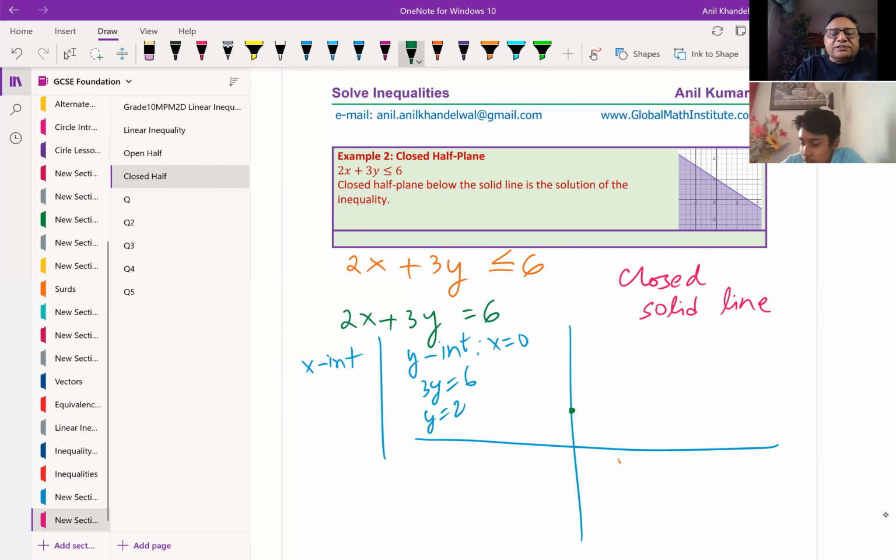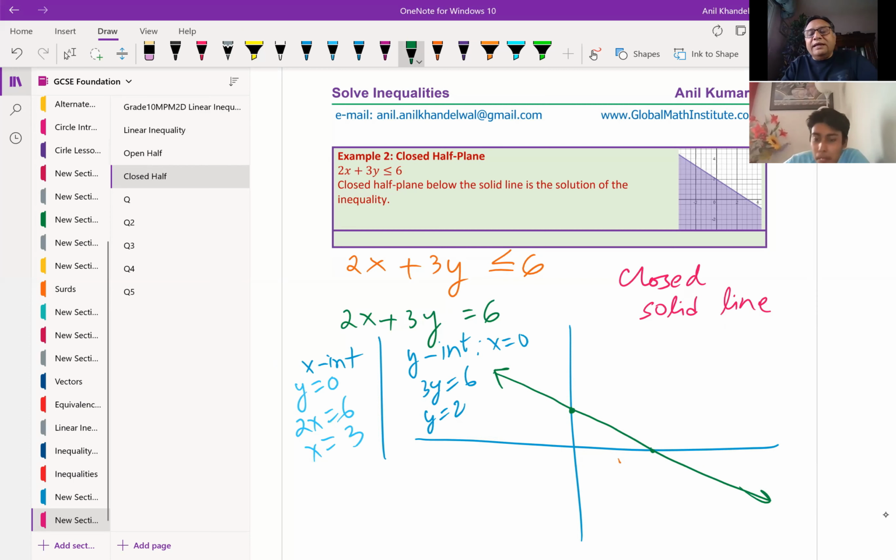Now, what is the x-intercept? The x-intercept would be 3, sir, because y would be 0. Then 2x equals 6, x equals 3. So that is the point which is at 3, right? Somewhere here. So joining these points, we get our line, and we are going to draw a solid line, correct?